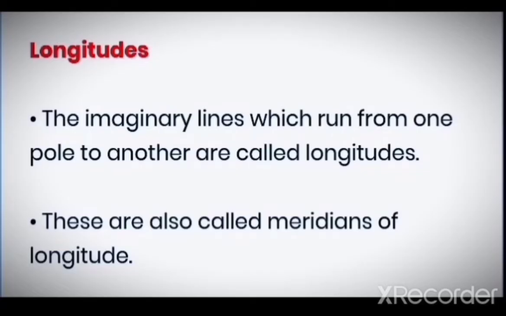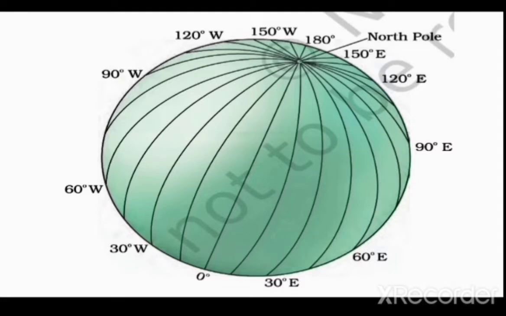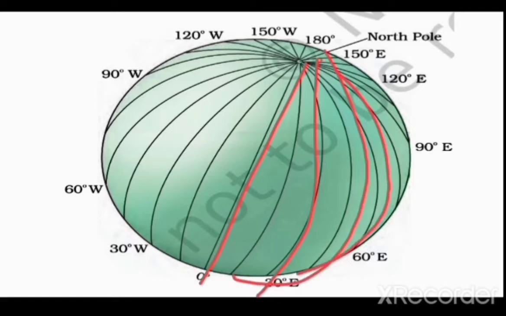Longitudes are nothing but imaginary lines which run from one pole to another. That means they are running from North Pole to South Pole. These are also called meridians of longitude. Let us understand with the help of a picture. In this you can easily see that these are all vertical lines which are running from one pole to another, that is, from North Pole to South Pole.